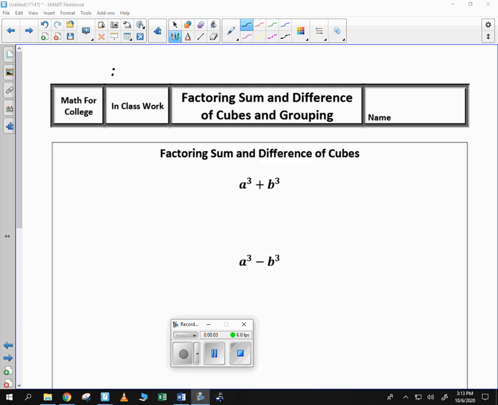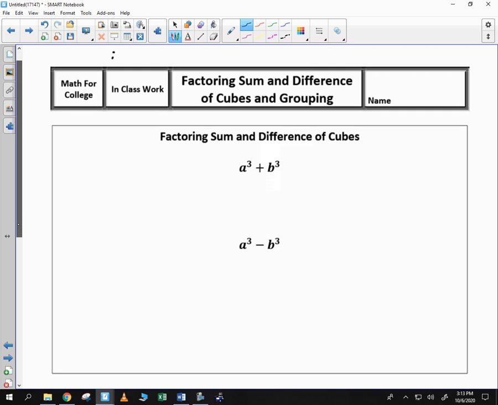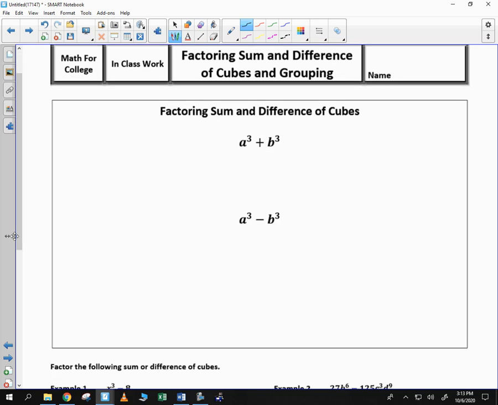Okay, Math for College, we've got a couple more lessons left. This one is on factoring the sum and difference of cubes. So if you see perfect cubes in this situation, like a cubed plus b cubed, let's just remember what cubes are.